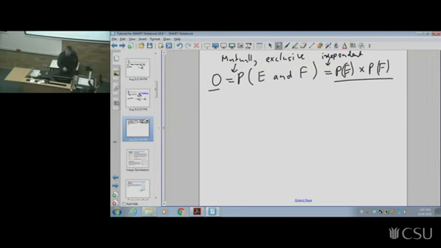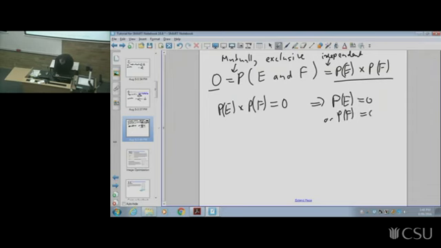Therefore, those two things must be equal if both of them happen at the same time. How does that happen? When two things are impossible. So P(E) times P(F) must be equal to 0. When does that happen? Well, one of them has 0. It means that at least one of the events has a probability of 0. So let's say P(E) is 0 or P(F) is 0. What does that mean? It means it can't happen.